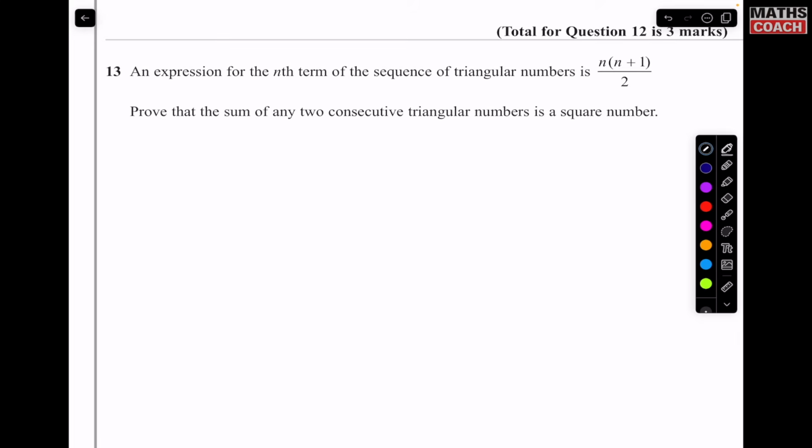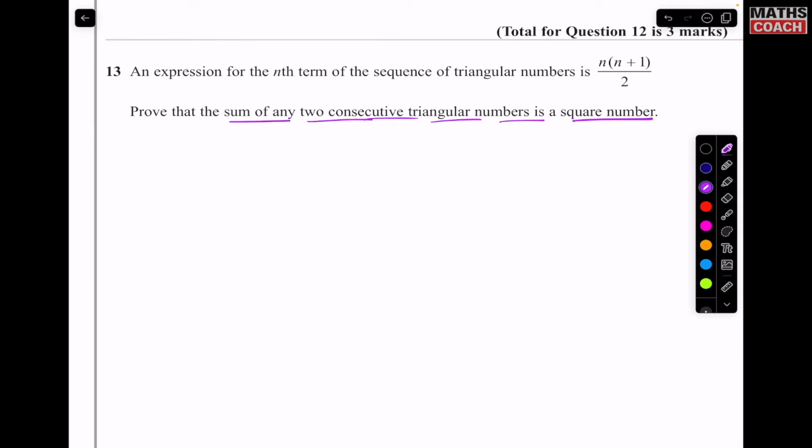All right, question 13. An expression for the nth term of the sequence of triangular numbers is n bracket n plus 1 over 2. Prove that the sum of any two consecutive triangle numbers is a square number. So this is a triangular number that we've been given. We just need to find the next one. What's the triangular number after that?